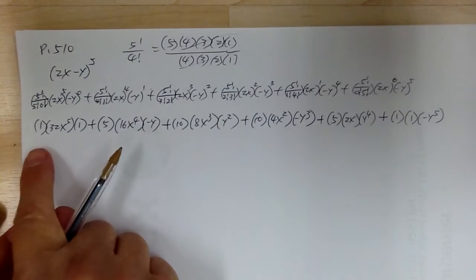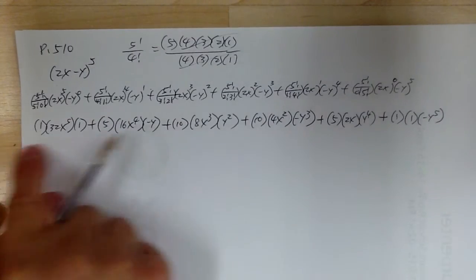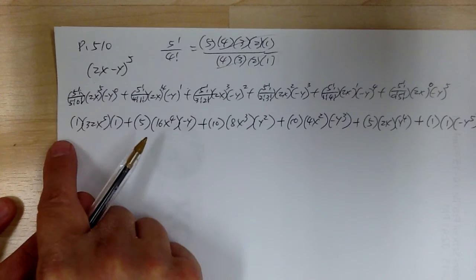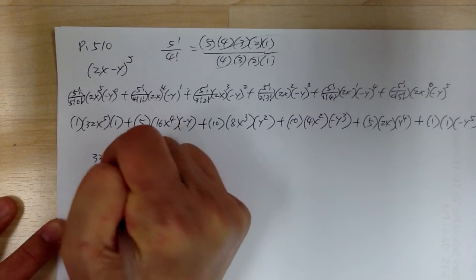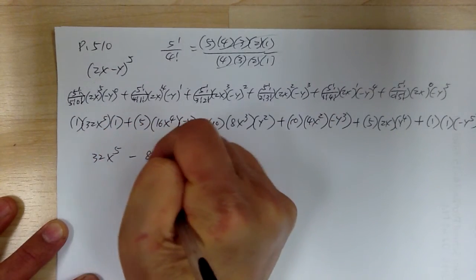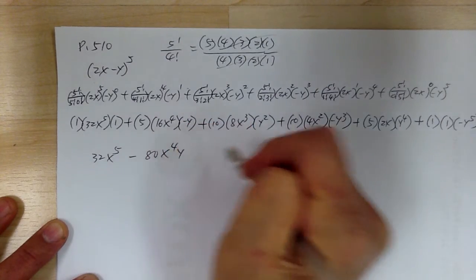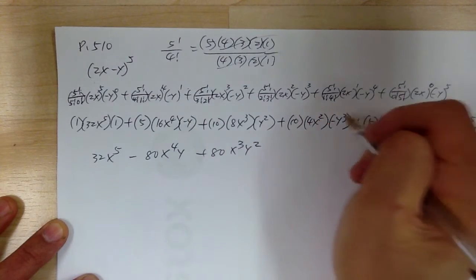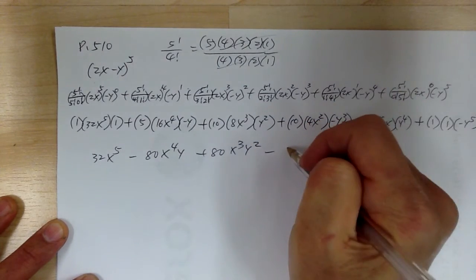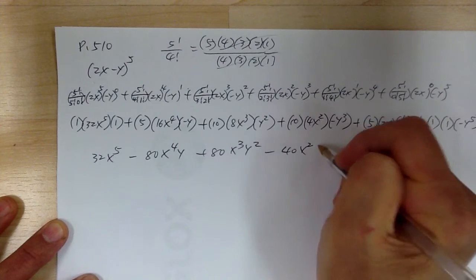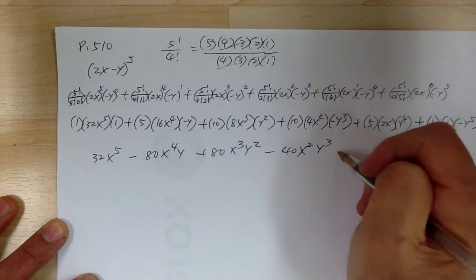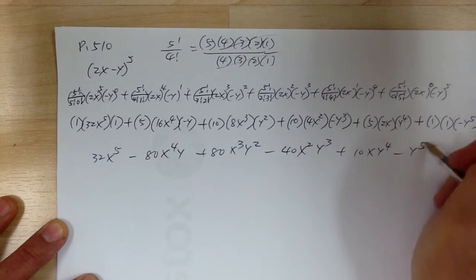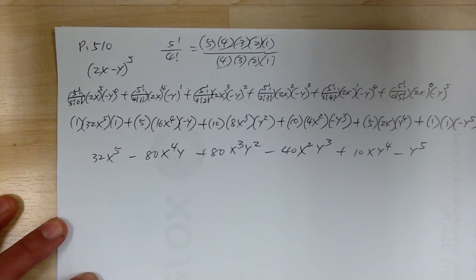Okay, and after you, make sure you remember to do this step. This is a very important step. Okay, so make sure you evaluate each parentheses, and then after that you work it out. So this will give you 32x to the 5 minus 80x to the 4 y. This one will give you plus 80x to the 3 y squared. This one will give you minus 40x squared y to the 3. This one will give you plus 10x y to the 4 minus y to the 5. And that's how you expand that. Okay.